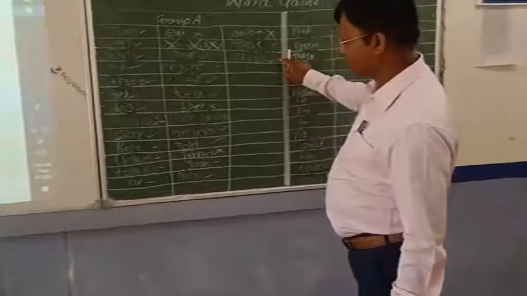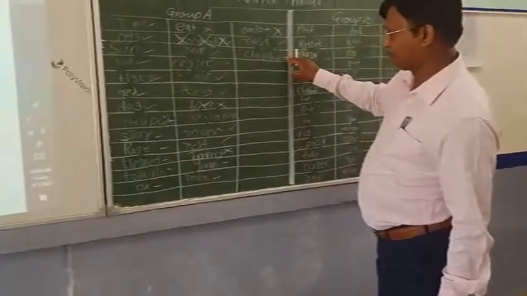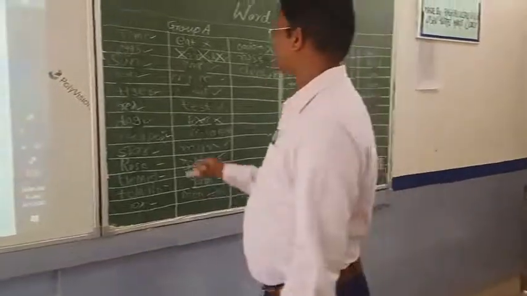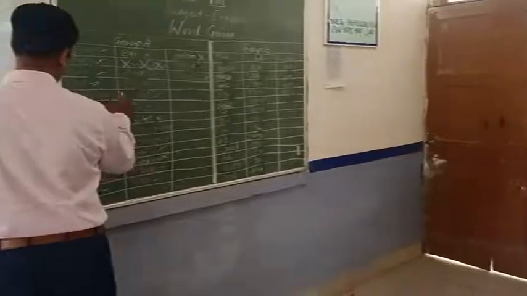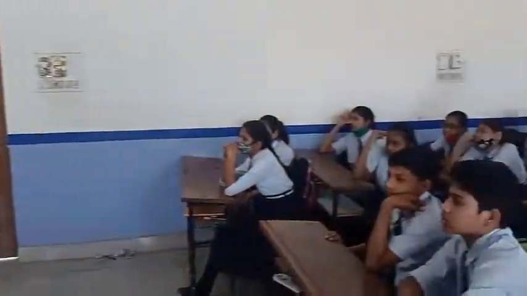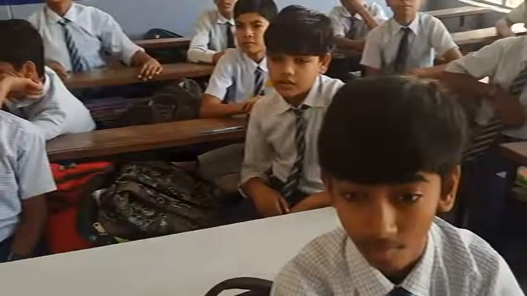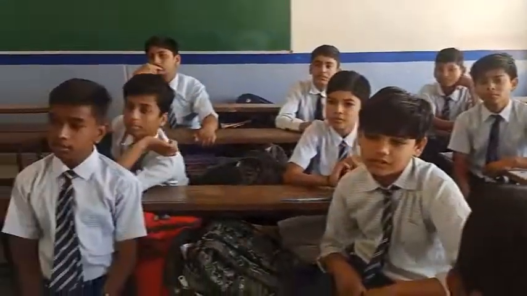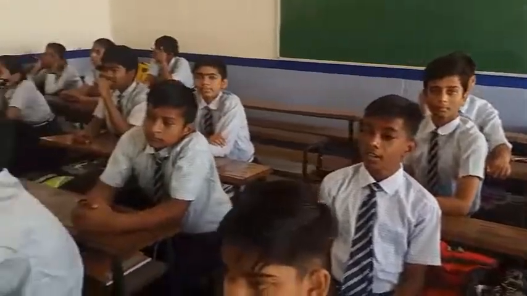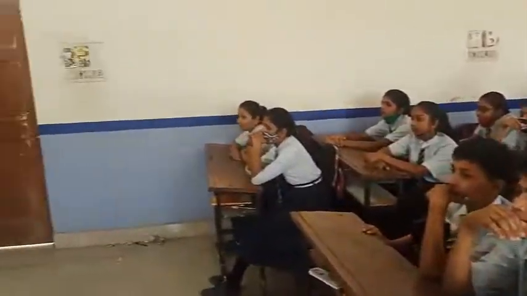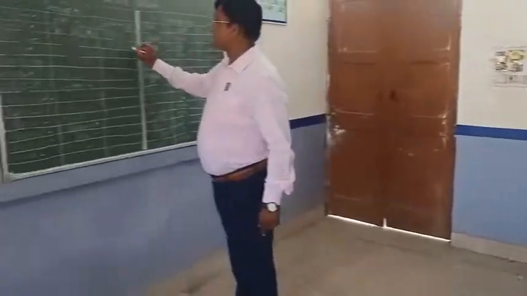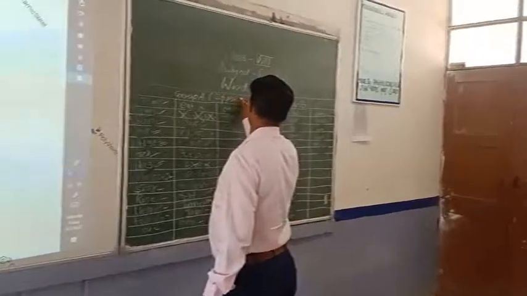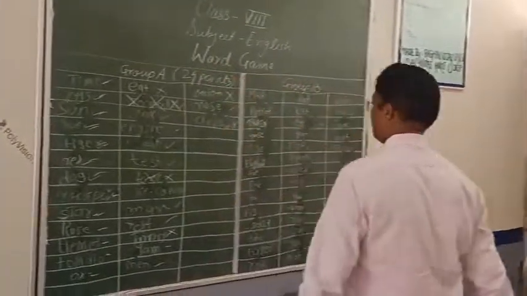Nose, elephant, I think elephant is repeated. No, that is a wrong thing. Okay, so now we will count: 1, 2, 3, 4, 5, 6, 7, 8, 9, 10, 11, 12, 13, 14, 15, 16, 17, 18, 19, 20, 21, 22, 23, and 24. 24 points for Group A. Now, Group B.